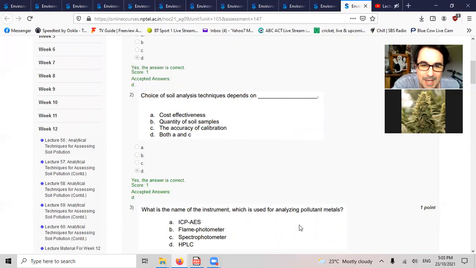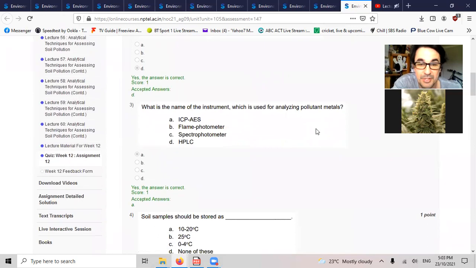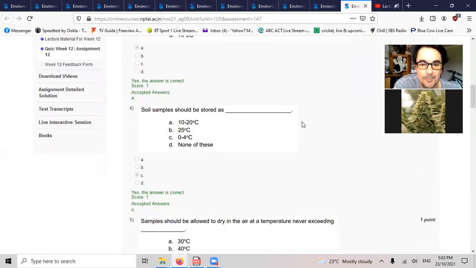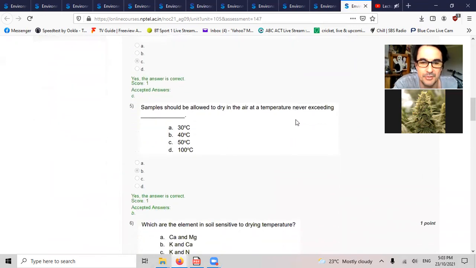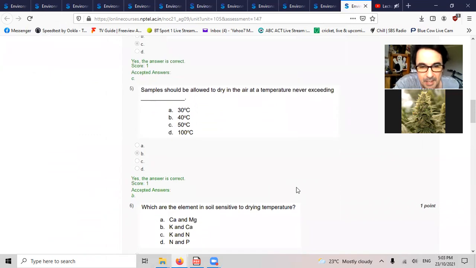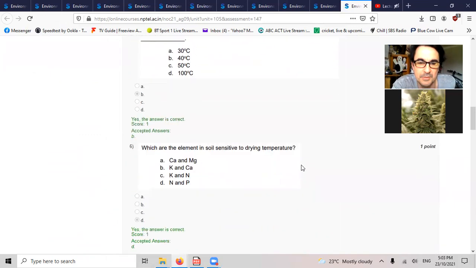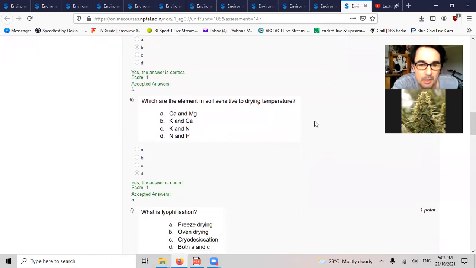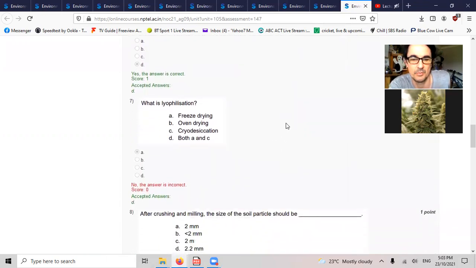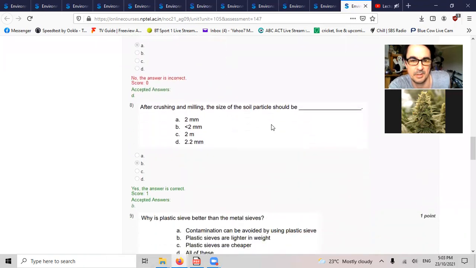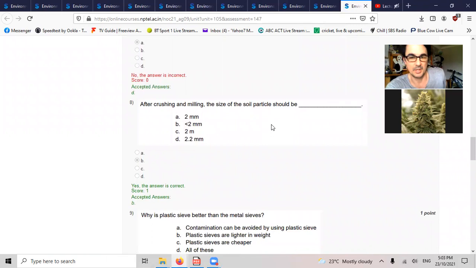It's an ICP AES. Soil samples should be stored between 0 and 4, and the samples should be allowed to dry in air above 40 Celsius. Otherwise, the N and the P will be sensitive to that and not give you a correct reading. Lyophilization is to do with the drying and the cryodesiccation. D. Under 2 mm for crushing when you're testing. Plastic sieves are better than metals. Metal contamination can be avoided by using plastic sieves. Yep, A.